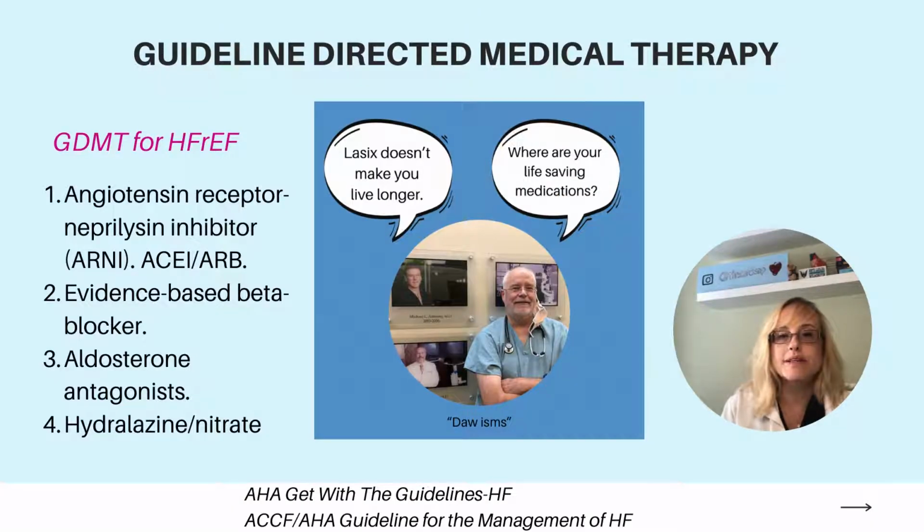Now we'll focus the discussion on heart failure patients with reduced ejection fraction, which again is EF 40% or less, and with New York Heart Association class 2 through 4 symptoms, since this is the target population for guideline-directed medical therapy. So these classes briefly include the angiotensin receptor neprilysin inhibitor, which is also called ARNI, our ACE inhibitors, our ARBs, evidence-based beta blockers, aldosterone antagonist, and also hydralazine and a nitrate.